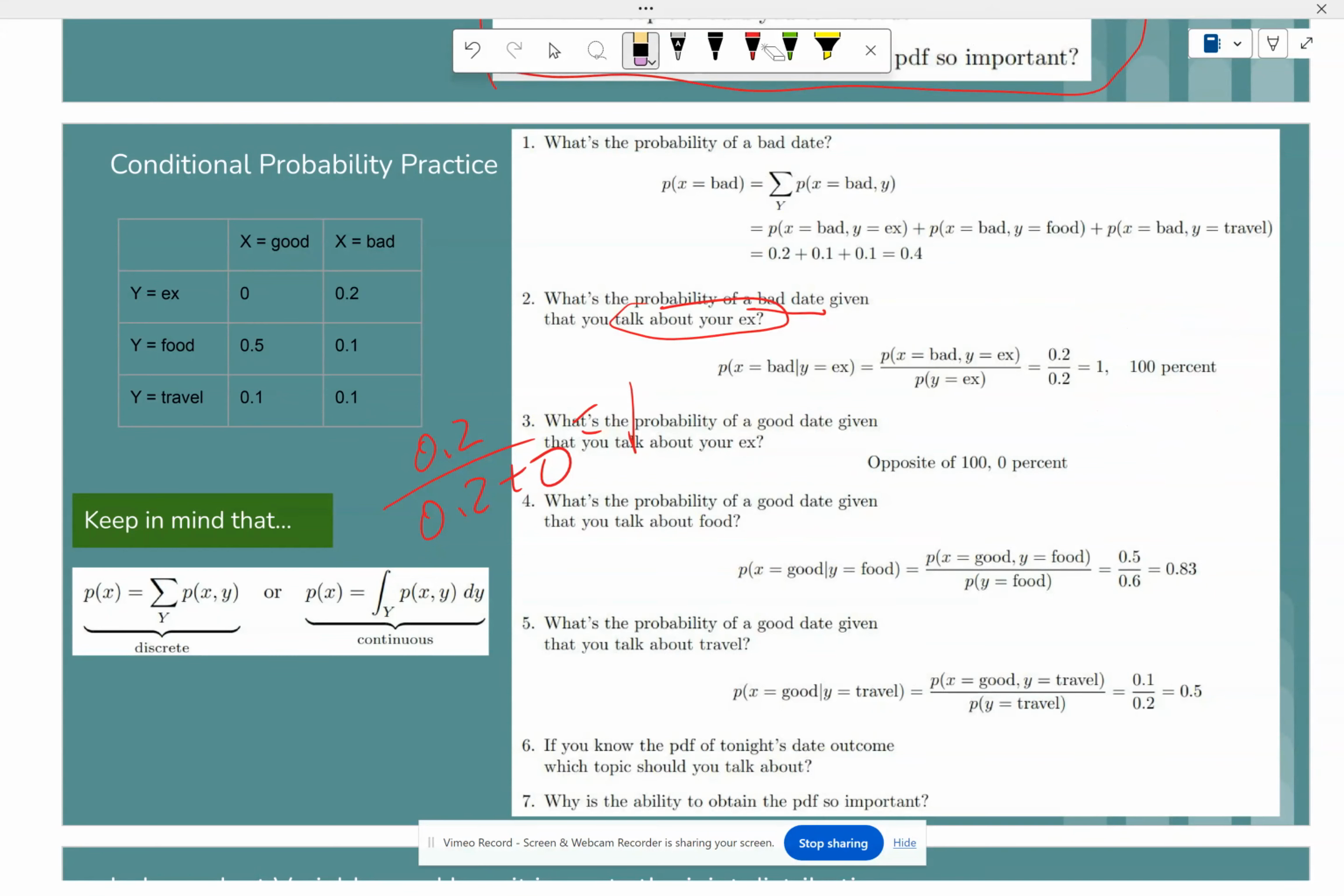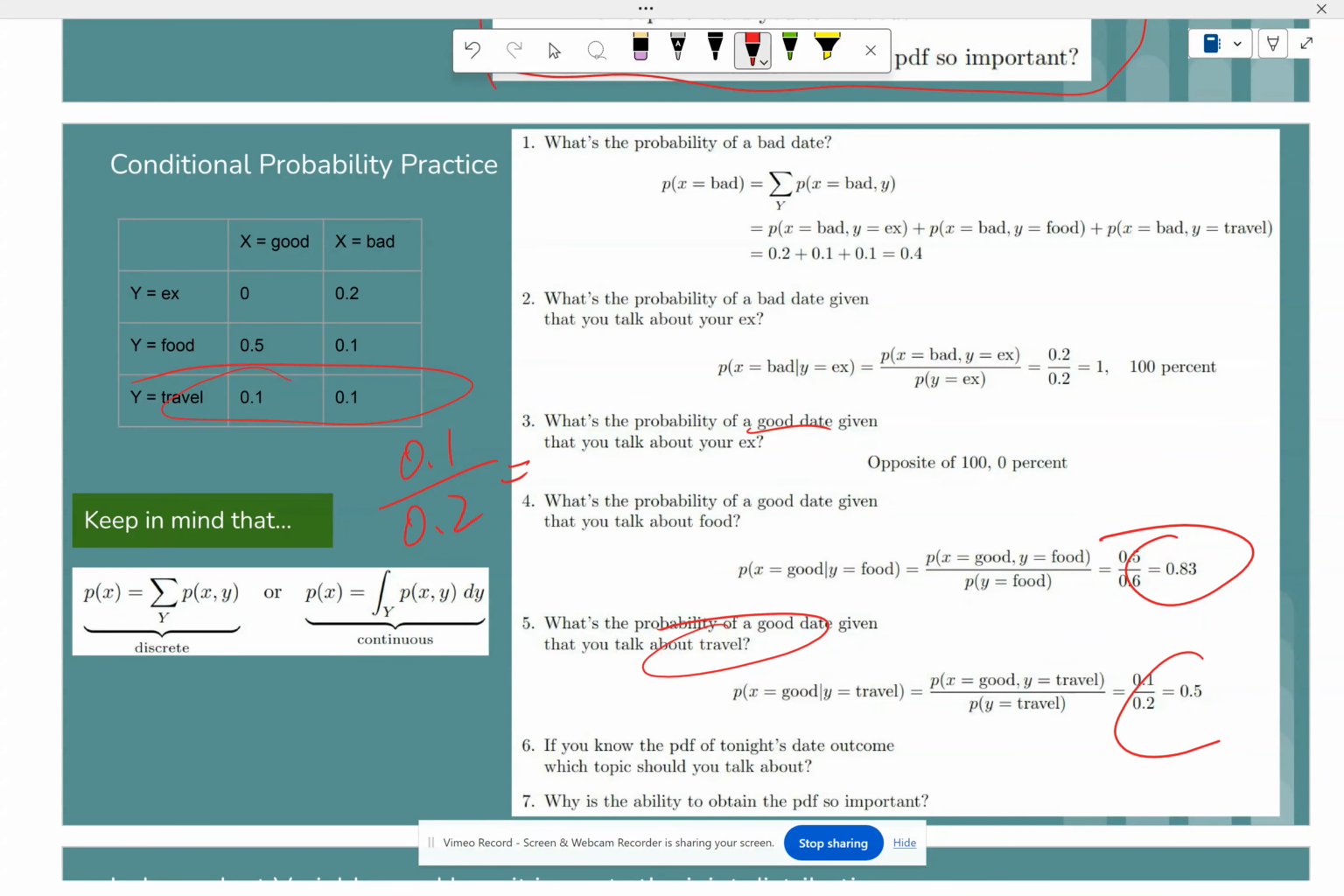Okay? Now the opposite of 100% is 0%, so good date is 0%. And then you do the same logic, given that you talk about food. So let's say you talk about food. What is the probability you have a good date? Well, it's 0.5 divided by 0.6, which is 83%. Not bad. So food is a pretty good topic to talk about. Or if you want to talk about travel, right? Here's travel. What is the probability you have a good date? Well, 0.1 and 0.2, 50%, 50%.